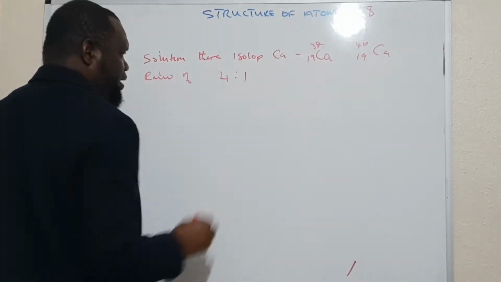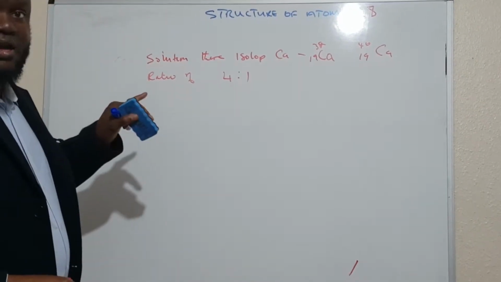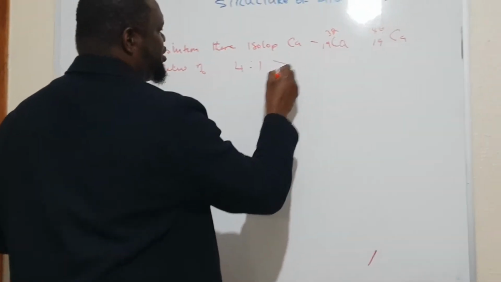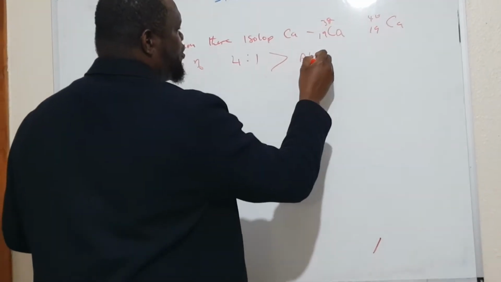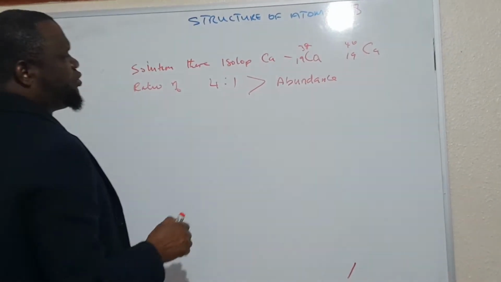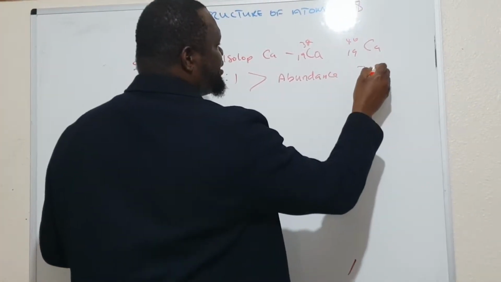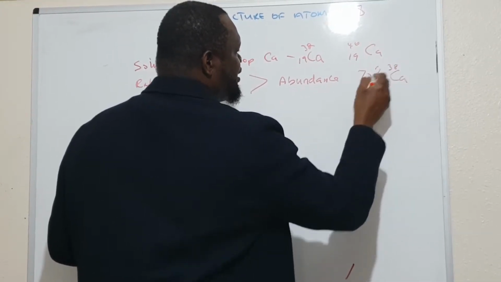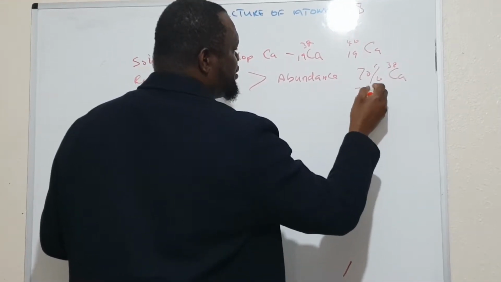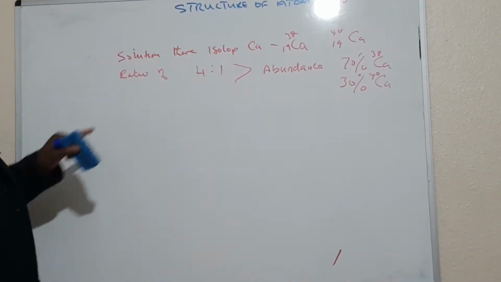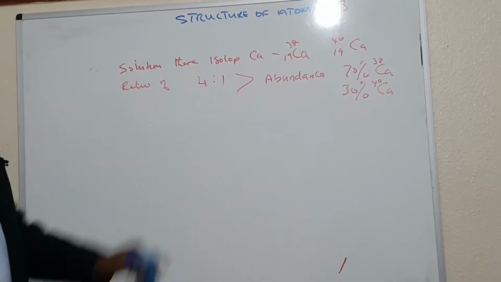Now, in some textbooks, they call this abundance. Instead of ratio, they call it percentage of abundance. It could be in ratio, or they could say it is 70% Ca 38 and 30% Ca 40. Either way, whether they put ratio or percentage, it is the same.